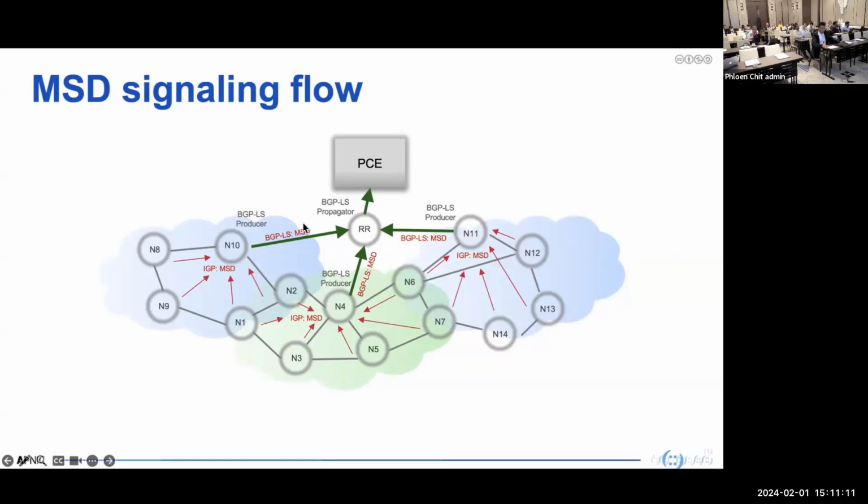So when you are using a controller, instead of letting the controller participate in every IGP, this can be the solution. Use BGP to re-advertise the MSD information, and then you can make use of the route reflection. And this route reflector can be our fan. It doesn't have to be in the network path. It can be a server somewhere else.